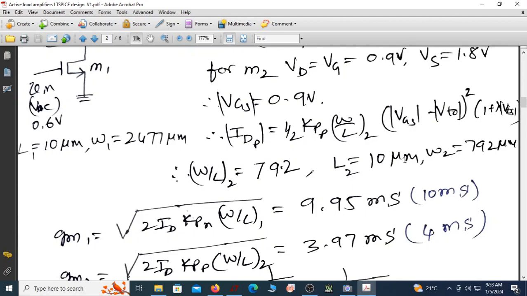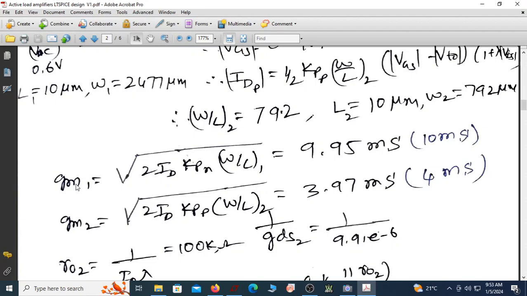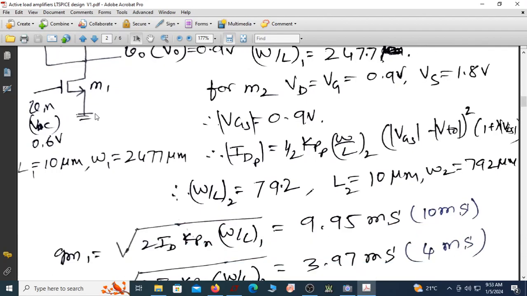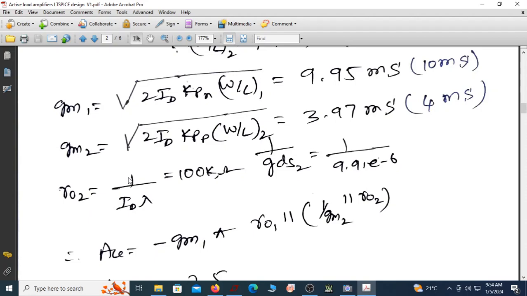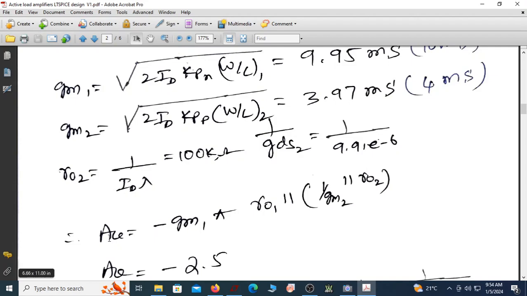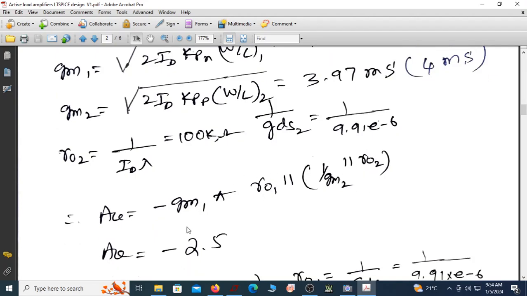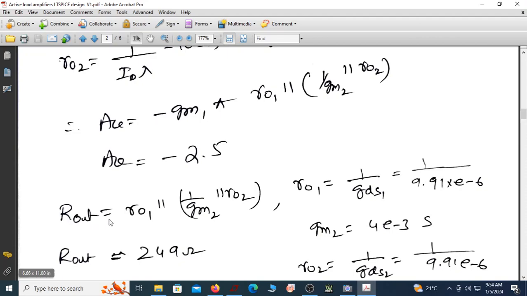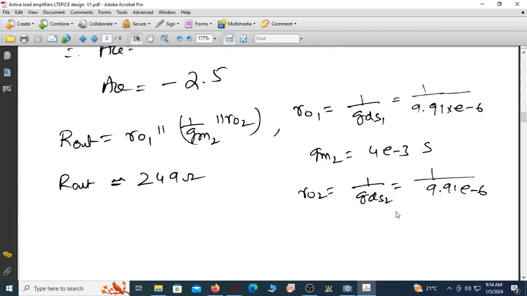And of course, these are the dimensions of the second transistor, and corresponding to that, I am finding the GM of both transistors. The R out of this is R01 in parallel with 1 over GM2, and this is R02, which is 1 over ID into lambda, 100K, that is 1 over GDS2. This is the expression for AV, which is minus GM1 into R01 parallel with 1 over GM2 parallel R02. If you find these values, the gain comes out to be very small, minus 2.5, and this is R out, which is R01 in parallel with 1 over GM2 parallel with R02.